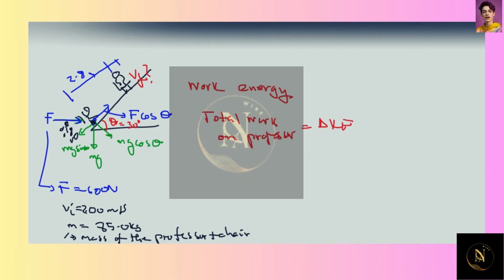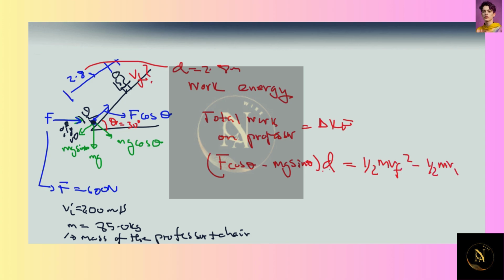So the total work on the professor has to do with the resultant force on the professor. So F cosine theta minus mg sine theta times the displacement of the professor, which happens to be, now I'm going to use d instead of s, because sometimes you confuse s with other numbers. So I'll just use d as the displacement, and it's given right here. So d happens to be 2.8, so we want to be sure about that. That's the total work on the professor, and it's equivalent to 1/2 m v final squared minus 1/2 m v initial squared.